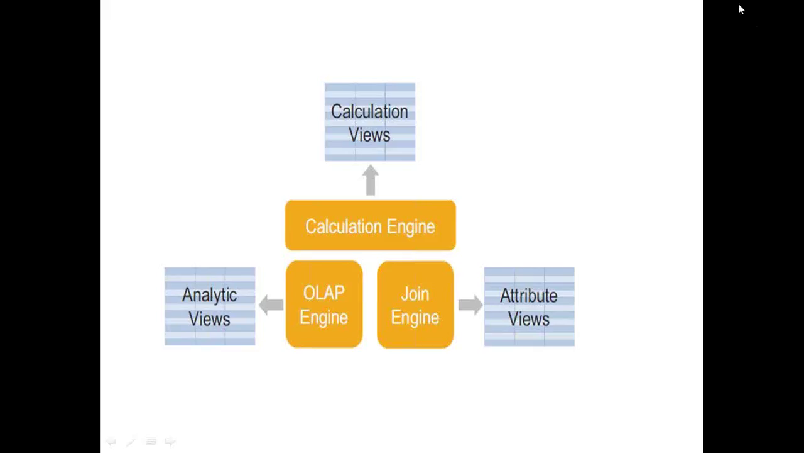In SAP HANA, apart from these three engines, there are other engines also. Why I showed this? Because the modeling objects are these three objects: calculation views, analytic views, and attribute views. When we do modeling, these are the three objects we would be creating in HANA.